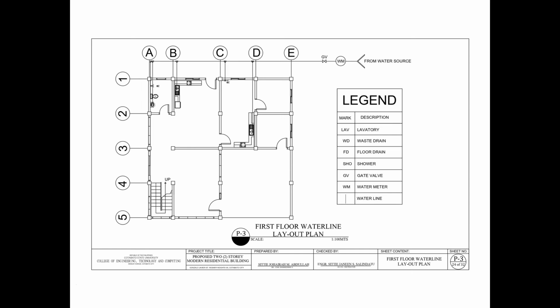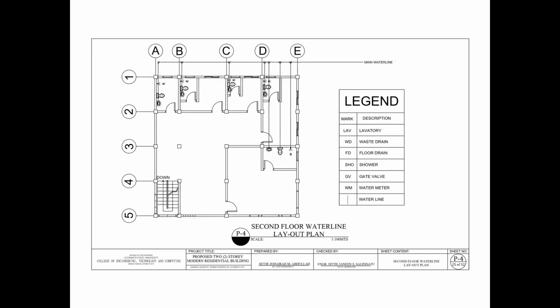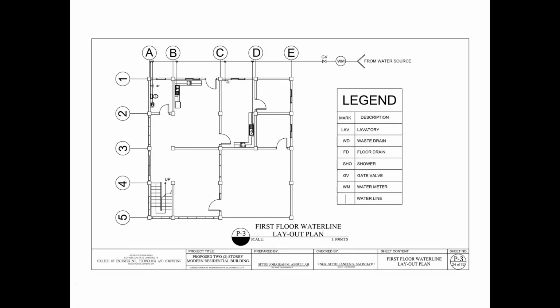And the next one, we have the first and the second floor water layout plan. As shown in the picture, it can be seen how the distribution of water happened. So it started from the water source. After that, there is a water meter, and then a gate valve, and then the lavatory, waste drain, shower, as well as the faucet. The faucet is connected to water line. So in this part, I've also included a legend.